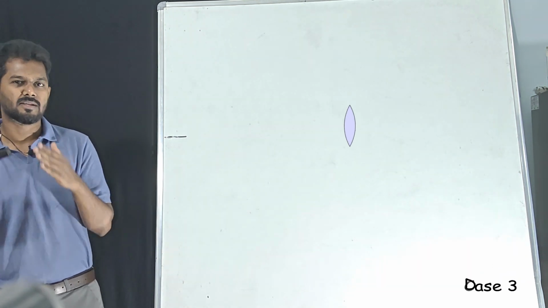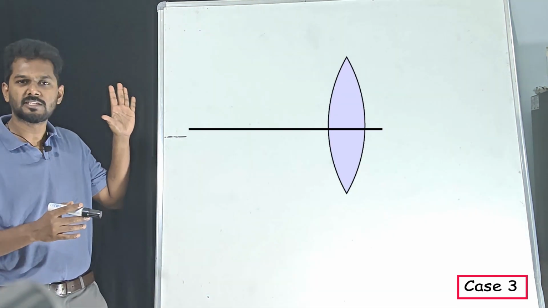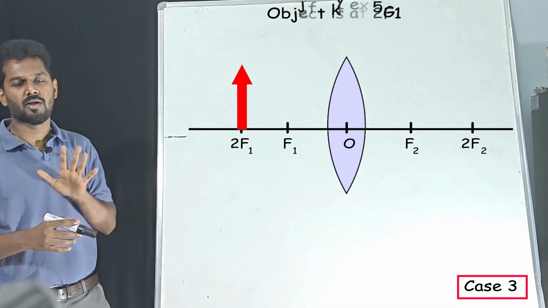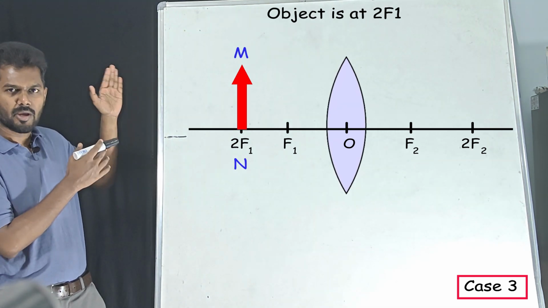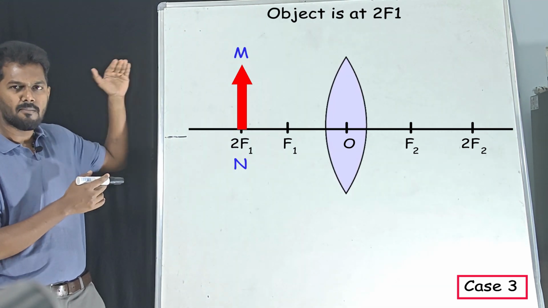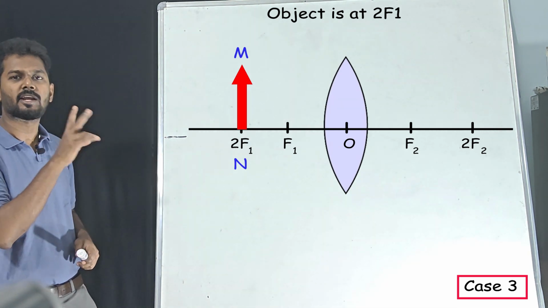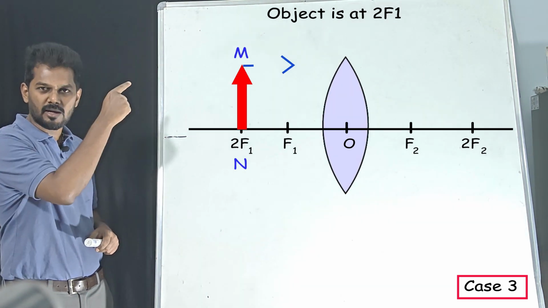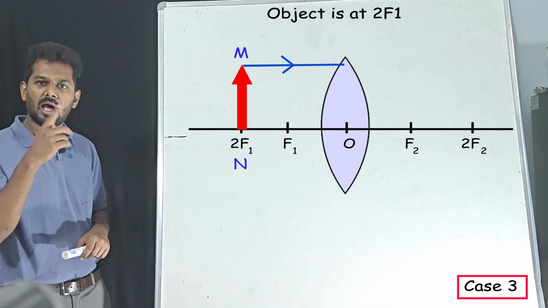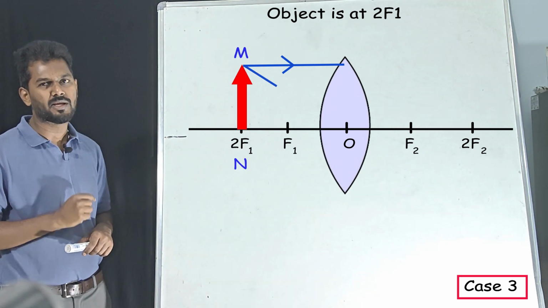Now we'll talk about case 3. Here, when the object is placed at 2f1, the object is MN. Here we can take any two rays, one parallel to the principal axis and the other passing through the optic center.